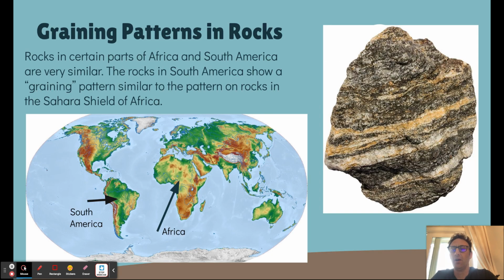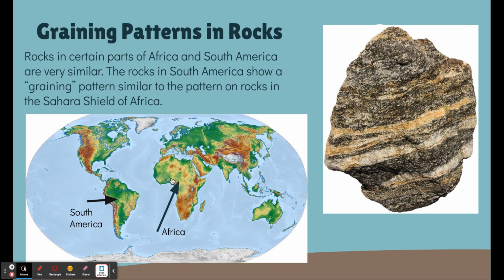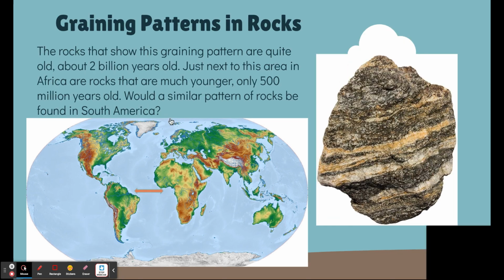All right. Rocks in certain parts of Africa and South America are very similar. The rocks in South America, here's our country of South America we've been talking about, show what's called a graining pattern, similar to the pattern on rocks in the Sahara Shield of Africa. And this is our Sahara Shield that's over here.